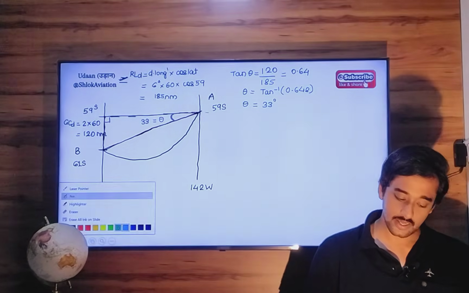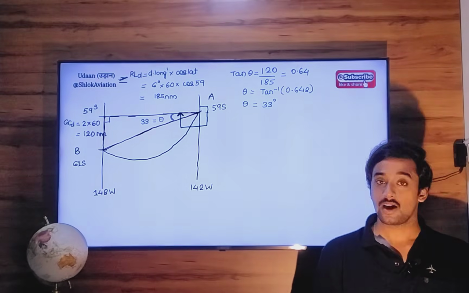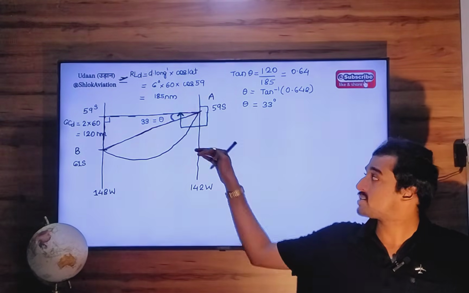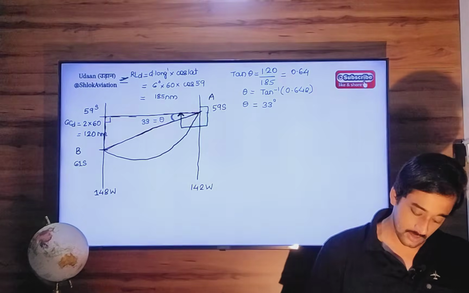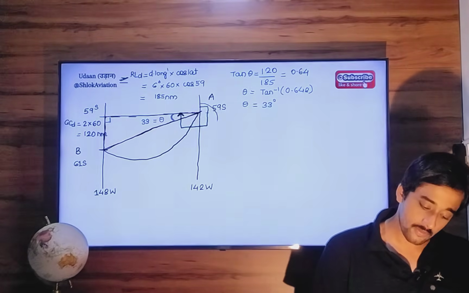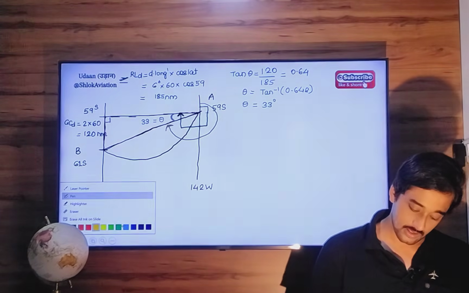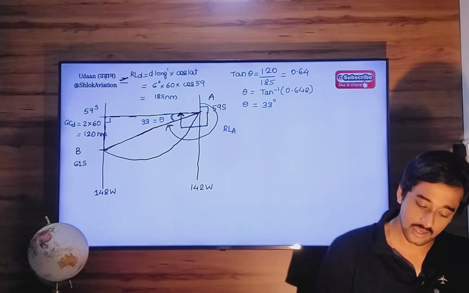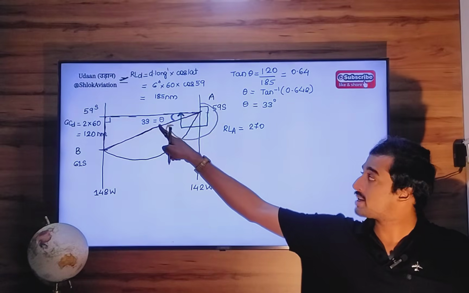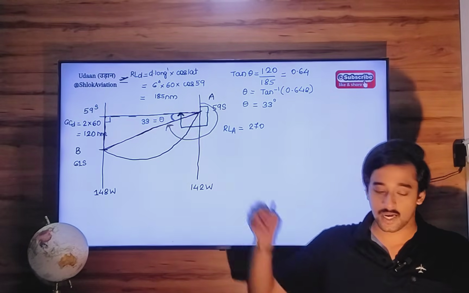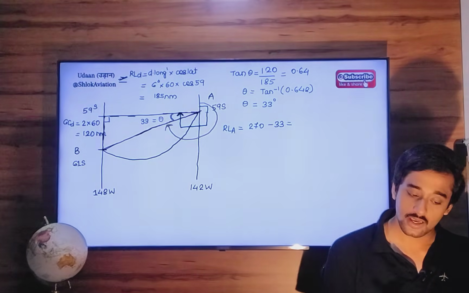Now we know that this particular angle up to this point is 270. A to B is 270. So what will be the measurement of the angle from A up to this point? It will be called Rumline track at A, 270, minus this theta value, which is 33. So 270 minus 33 is 237.